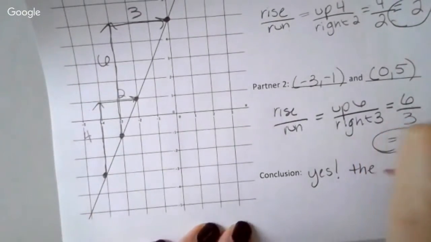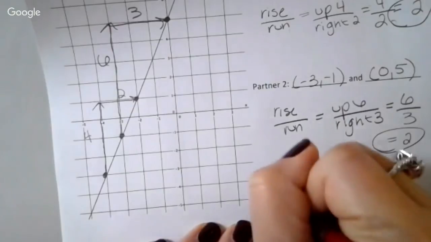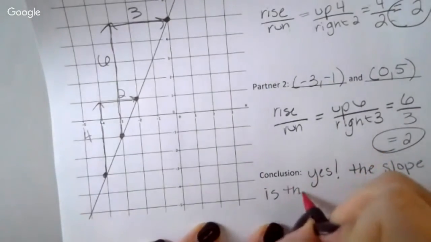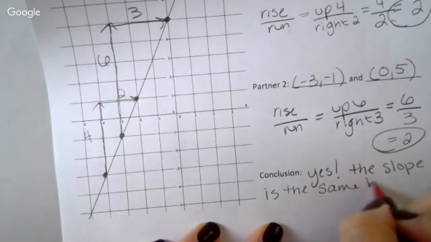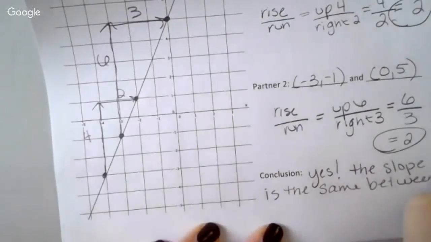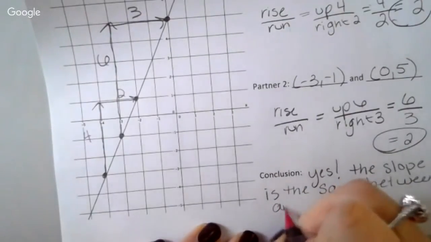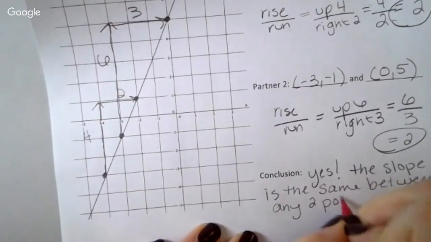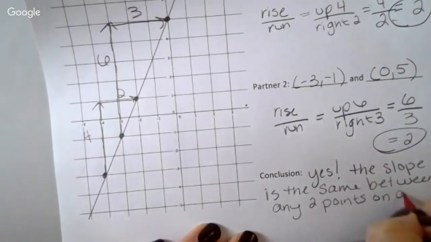The slope is the same between any 2 points on a line.